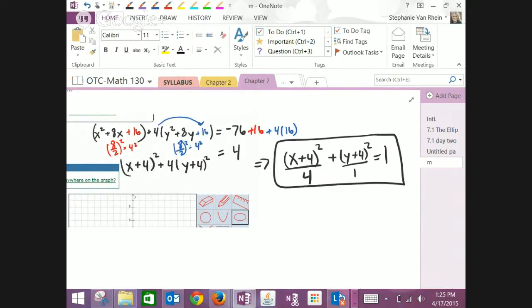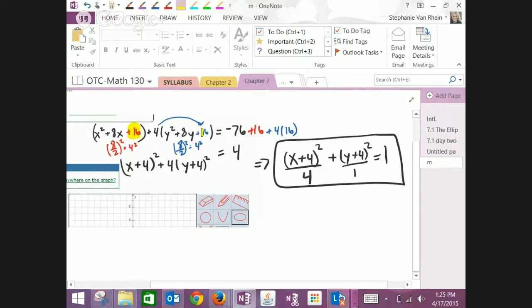So if you're convinced I did my math correctly, the first step to do is to find the perfect number that's going to make my x terms a perfect square. So I take 8 over 2 squared and get 16. And then I need to find the perfect term to make my y quadratic a perfect square, and it turns out it's 8 over 2 as well.